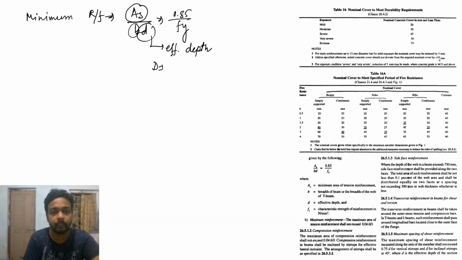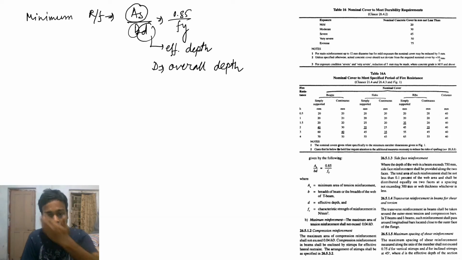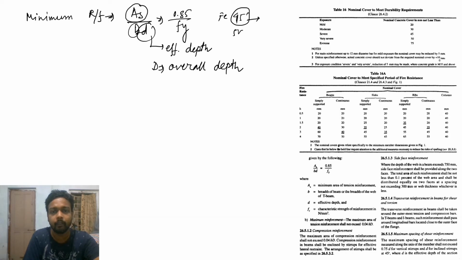If I say capital D, that means it is the overall depth. So As is the minimum area of tension reinforcement, b is the breadth, d is the effective depth, fy is the characteristic strength. Suppose you take Fe 415, then fy value is 415; Fe 500, fy is 500; and Fe 550. Okay, so I hope that is clear.